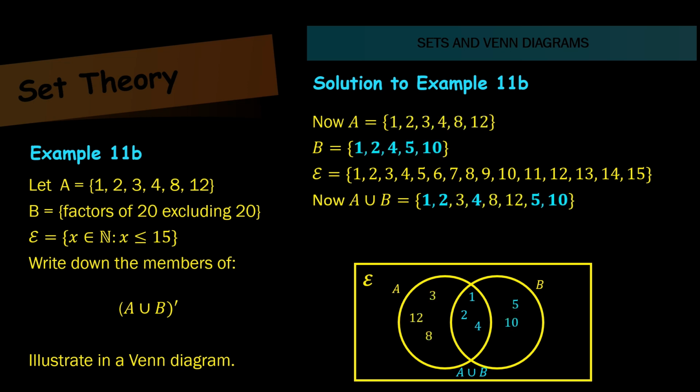We now consider set B. The elements 1, 2 and 4 are in set B and A, and we've already considered those, and only 5 and 10 are left. So we add those to the set B as well, but they're not in A. So what's left? What's in the universal set which is not in A or B? We remove 1, 2, 3, 4, 5, 8, 10, and 12. So these have all been already taken account of.